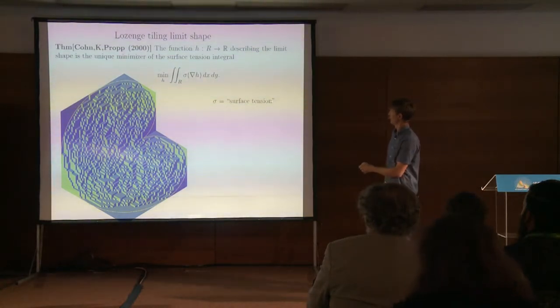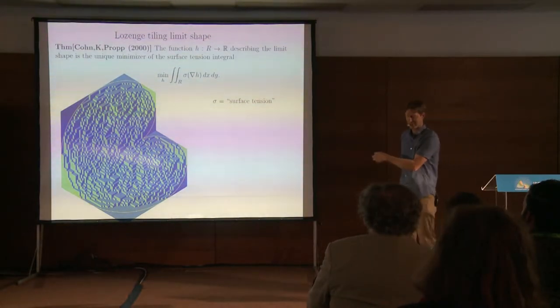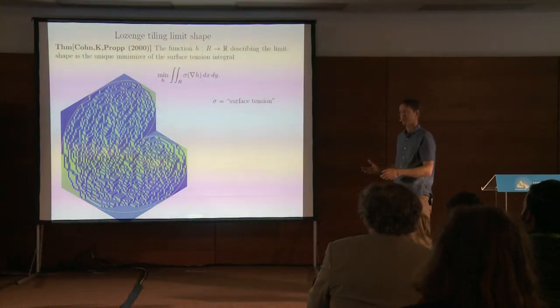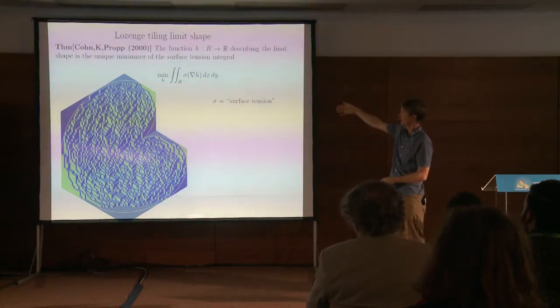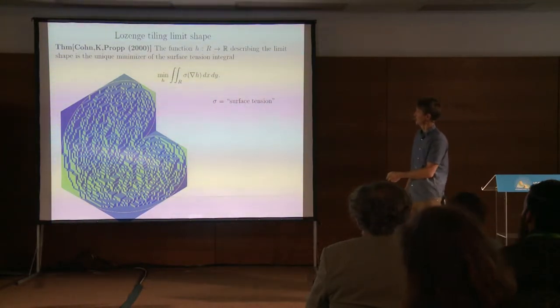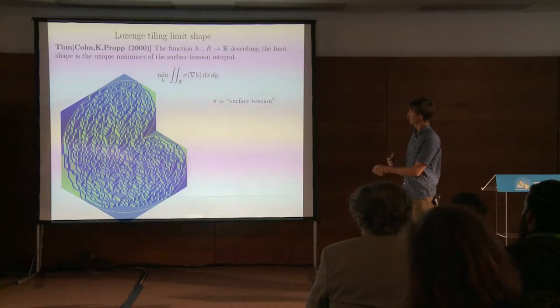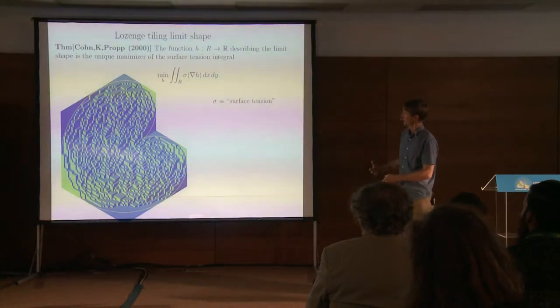And this is in analogy with the previous soap film surface, which also satisfies a variational principle. It minimizes the area. In that case, the surface tension is the area integral. Here, the surface tension is not the area. It's minimizing some other function. Well, sigma only depends on the slope, just like the soap film. But the dependence is more complicated.